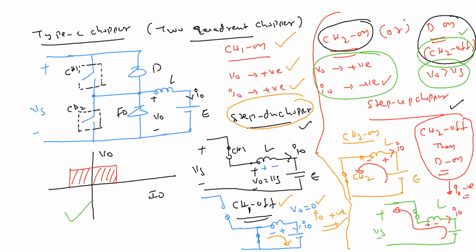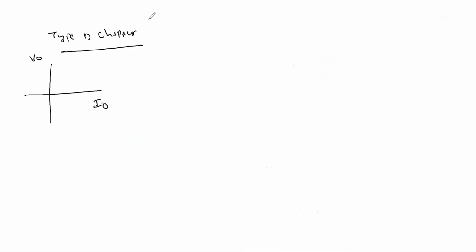Next one, we have the type D chopper also. I'll just show here how the connection is. In this case, your V0 is negative. So here it is. V naught is negative, like in current denotation. Let us see here now. Simple to explain this.